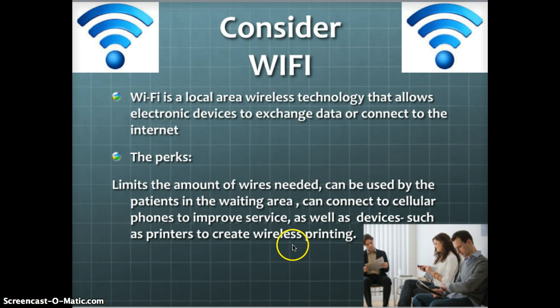Also, they connect cellular phones to improve services. If there's limited service in the medical building, the workers and the patients can connect to improve their service for text messaging and calls on some phones. It also allows all the devices to connect to each other. So if you want to do wireless printing, it'd be good to get Wi-Fi, because some printers can wirelessly print from your computer since they're on the same Wi-Fi network.